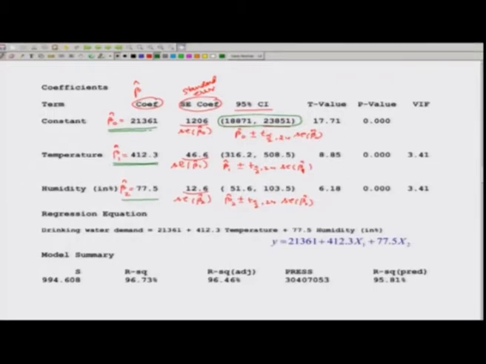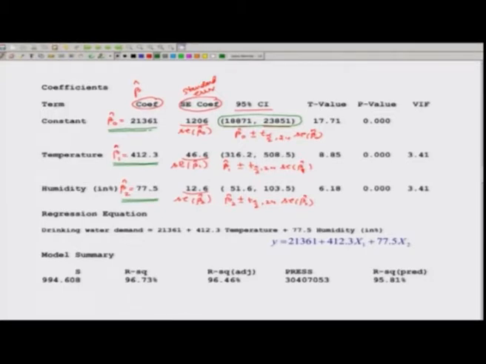Okay. Similarly, in the case of humidity also, the coefficient is trying to say that when there is a change of 1% in the humidity, that is it increases, then the average value of y changes by 77.5 units. That is, when there is a 1% change in the humidity, on an average the demand of drinking water increases by 77.5 thousand kiloliter, right.